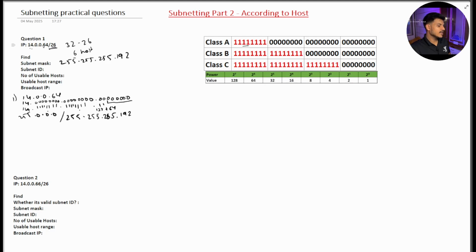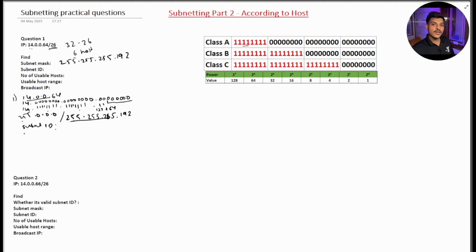Now what will be the subnet ID? Here the given value is 64. How can we verify whether it is a correct subnet ID or not? To find the subnet ID, or network ID, we perform an AND operation between the subnet mask and the given IP. If you do the AND operation between 255 and any other value, it gives you that value only, so as the first 3 octets are 255, we can write the first 3 octets as they are, that is 14.0.0. But the last octet is different: it is 192 here, and it is 64.